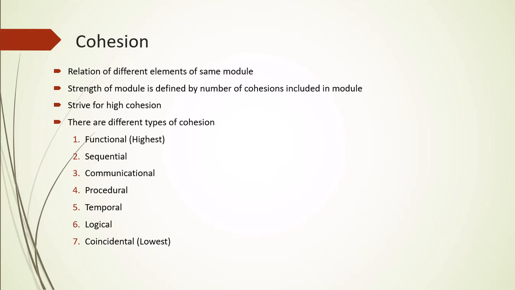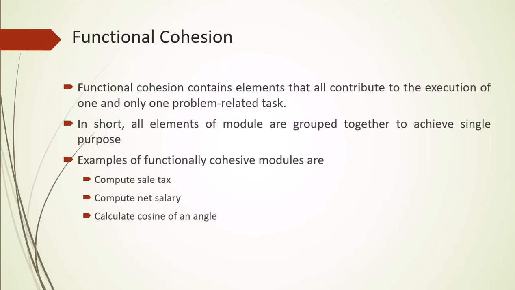There are different types of cohesion: functional cohesion, sequential cohesion, communicational cohesion, procedural cohesion, temporal cohesion, logical cohesion, and coincidental cohesion or least desirable cohesion. So these are the 7 most found cohesions inside the module. Let's discuss the functional cohesion. Functional cohesion contains elements that all contribute to the execution of one and only one problem related task.